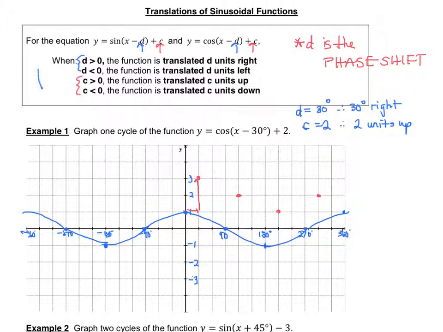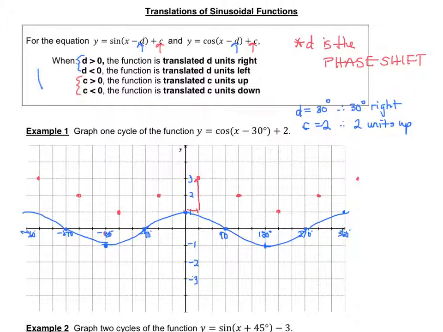Okay, and the last one would be off the graph, but it would be roughly here. Okay, moving backwards now to negative 90 and 0, 1 square to the right and 2 up, 1 square to the right and 2 up, 1 square to the right and 2 up.